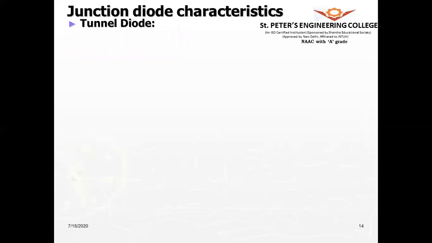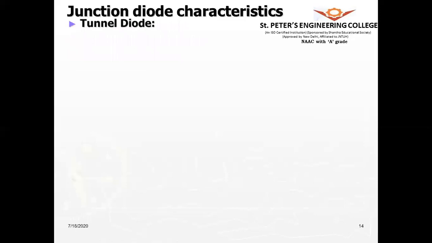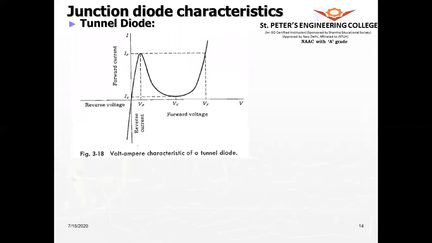So this is one type of diode we have seen, that is the breakdown diodes. The next type of diode we are looking at is the tunnel diode. The tunnel diode exhibits a special property called the negative resistance property. This we call a negative resistance because the slope is negative here. That is why it is called a negative resistance.